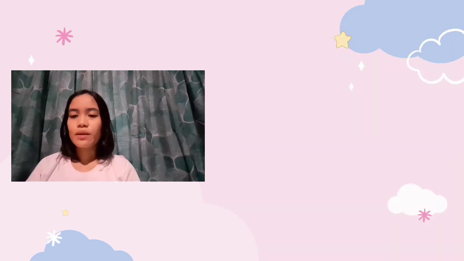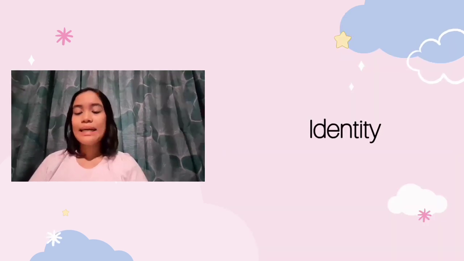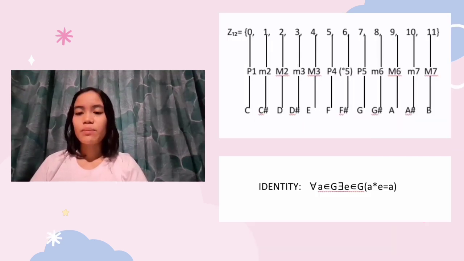Third axiom, the identity. Here we are using the addition operation, and our identity element is 0. By referring to the table, our identity element, which is 0, is our perfect first. Relating it to music, adding a perfect first to any interval gives us the same interval as a result. Hence, the axiom is satisfied.